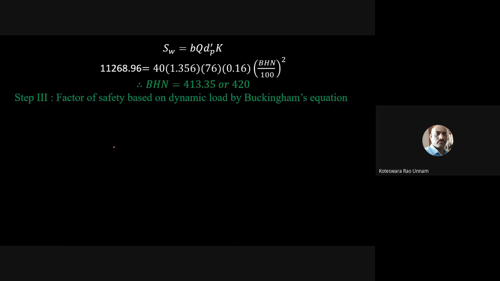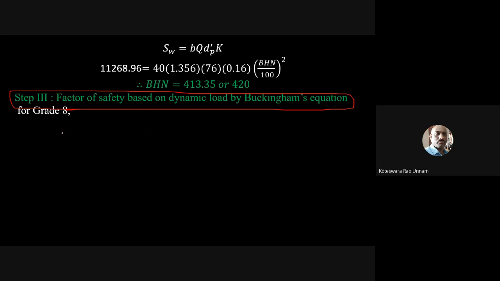So now we'll see the factor of safety based on dynamic load by Buckingham's equation. That is the next part of the question. So for that he mentioned grade 8. For grade 8, the error is given by this formula. So, like I said, this is not there in the old edition of your data book. In the textbook, he has given this one. So, no need to remember this one. You can't remember all these formulas.